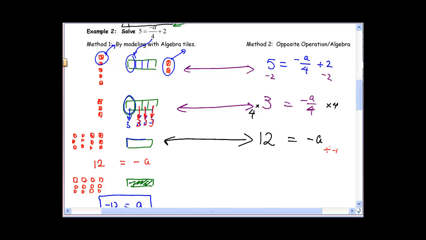I'll just say let's divide by negative 1, or just flipping the signs, and you get negative 12 equal to a. Same. Okay? So if you think about what I'm doing modeling, it's essentially the same thing as doing the opposite operation. Okay?